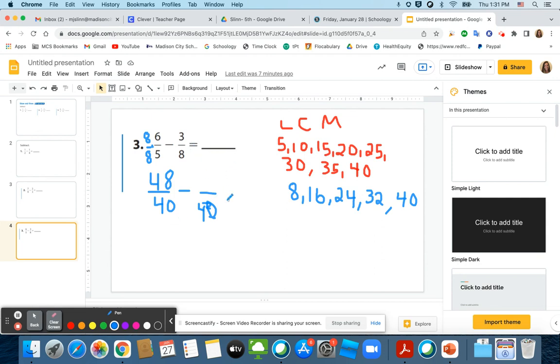Then I have, let's see, 3/8. So I have to multiply my top and my bottom number by 5. And that gives me 15 out of 40. Now to subtract them, I'm going to subtract my numerators. Whoops. I didn't really mean to write that like that. So that leaves me with 33. Okay. 33 out of 40.